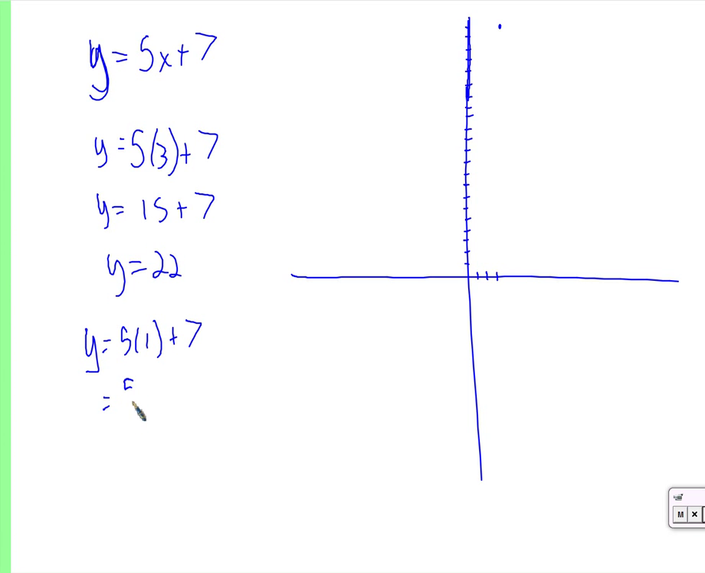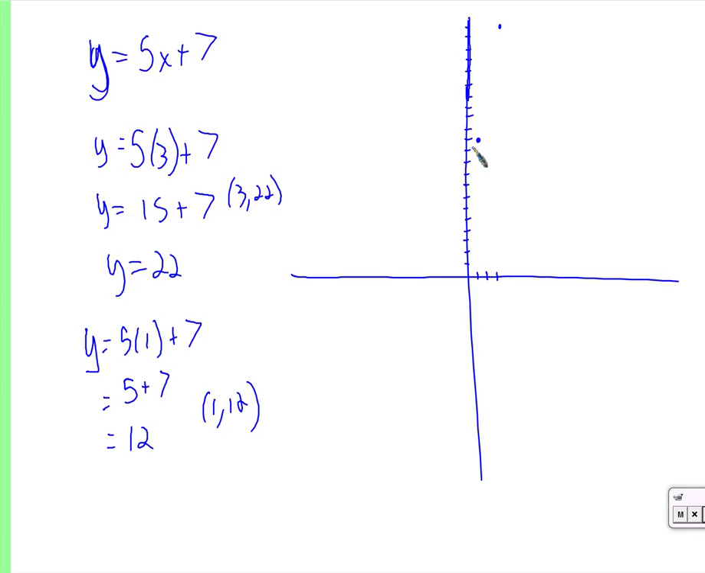Interesting. So 5 plus 7, and that is 12. Okay, so this gave us 3, 22. And here we get 1, 12. 1, 2, 3, 4, 5, 6, 7, 8, 9, 10, 11, 12. Okay. You think we have enough?